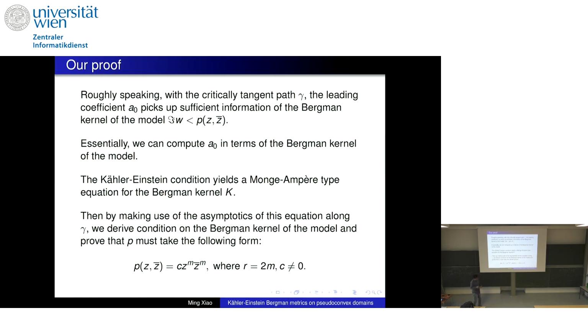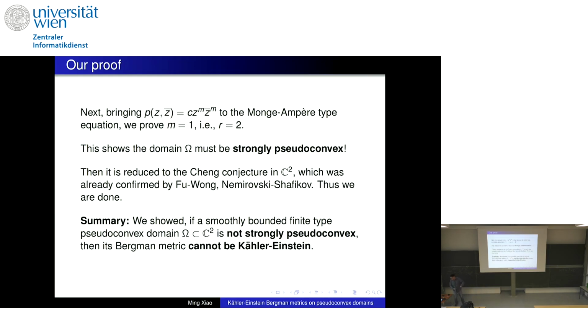So the type will be 2M. And once we have that, then P is very explicit. We just plug in to compute and use again this Ming-Xiao type equation. If we look at the most singular term in the asymptotics, we're going to get some combinatorial equation about M or about R. And then we prove that this combinatorial equation only has one solution, which is R equals 2. So R equals 2 means the type is 2. Type 2 means it's strongly convex.